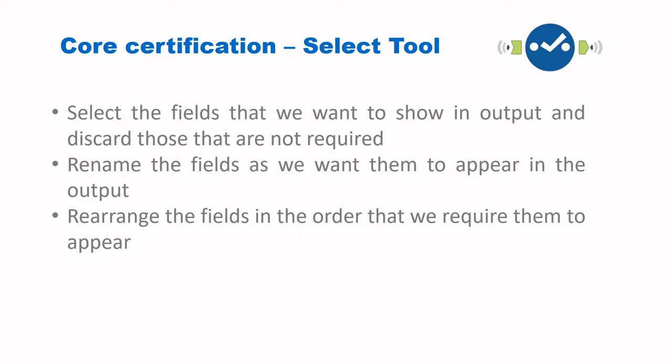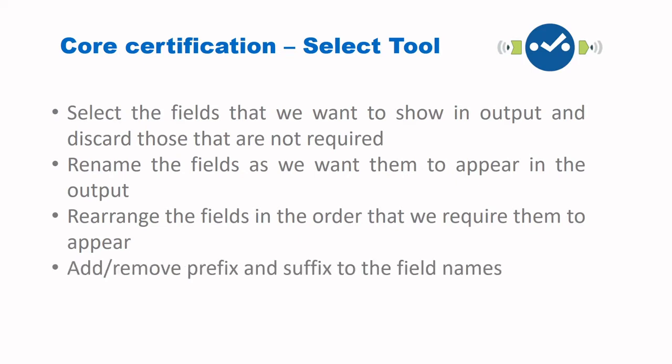We can also sort them by the data types, but this sorting is different from the sort tool, which sorts the data based on the value in a particular field, but this sorting is only based on the field names and field types. And we can also add or remove prefix and suffix to the field. So let's get started and see how all this happens in Alteryx.